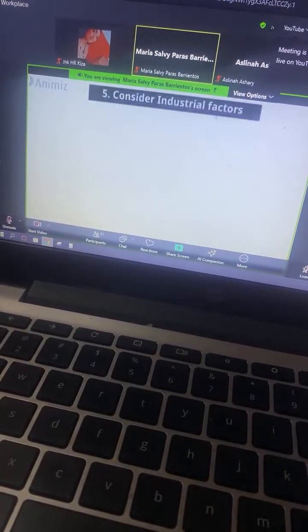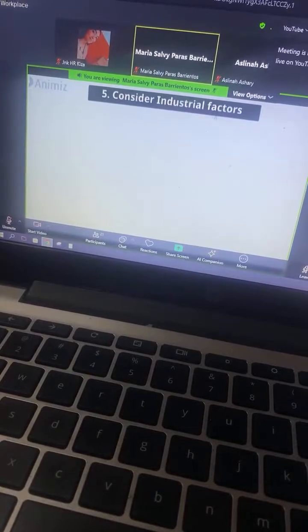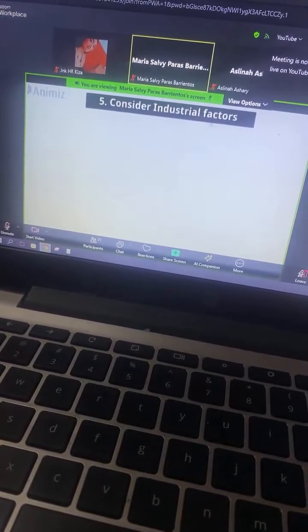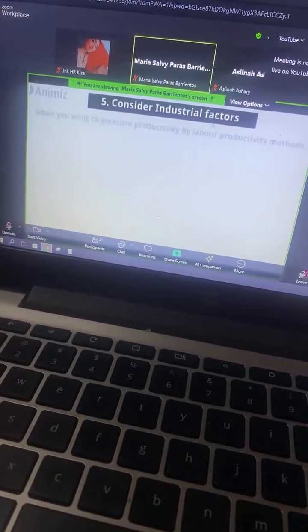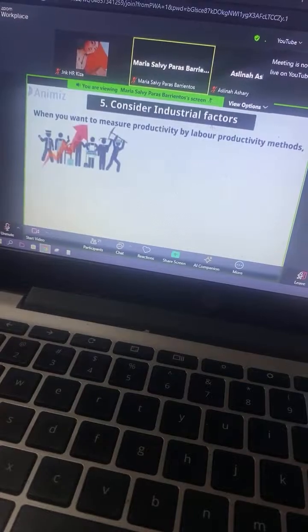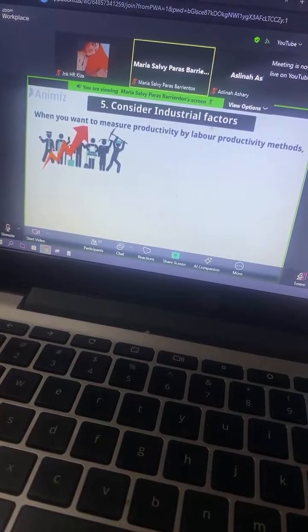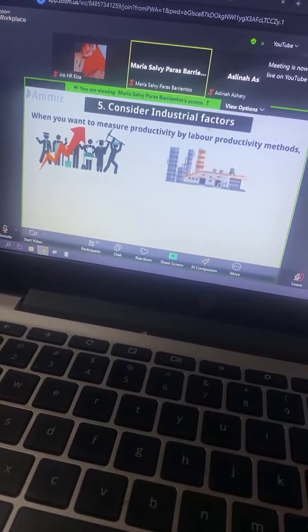Now come to number 5. Consider industrial factors. This is one of the most important ways to measure productivity effectively. When you want to measure productivity by labor productivity methods, output changes based on types of industries.